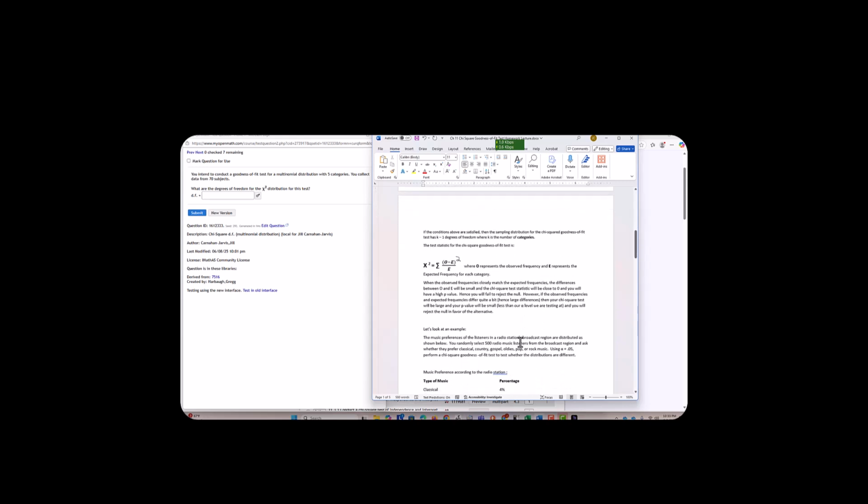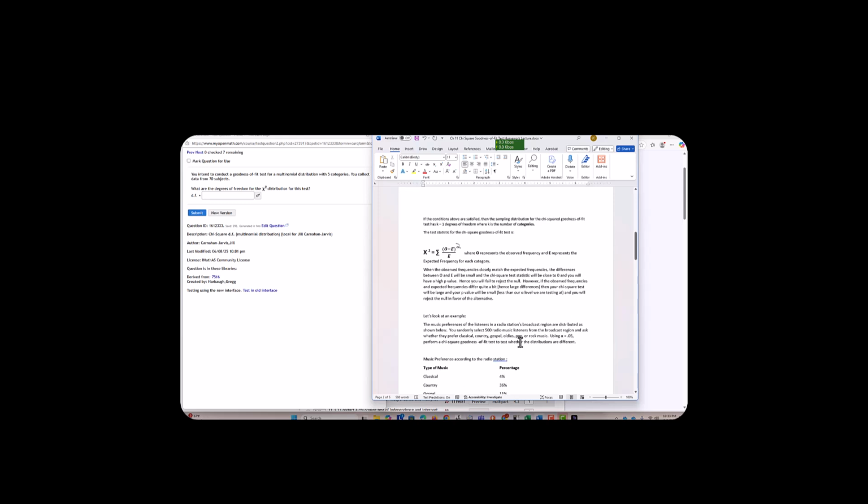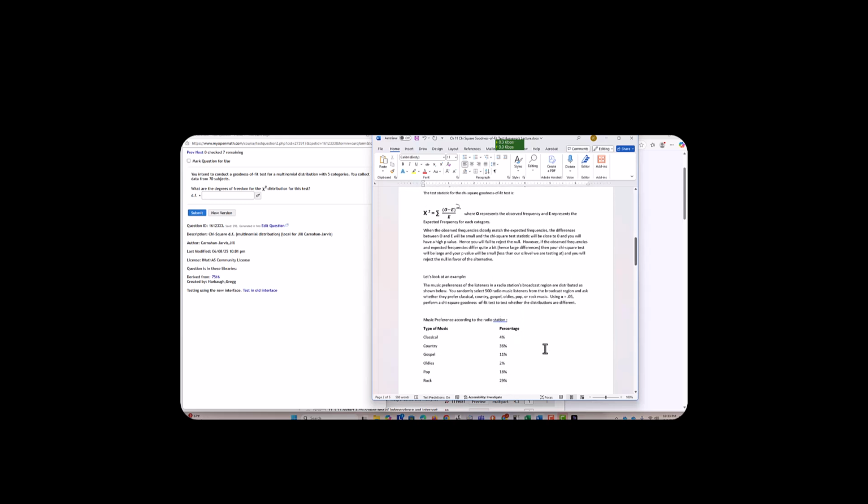So let's just look at an example where you might actually see this. The music preferences of the listeners in a radio station's broadcast region are distributed as shown below, and you randomly select 500 radio music listeners from the broadcast region and ask whether they prefer classical, country, gospel, oldies, pop, or rock. Using an alpha level equal to 0.05, we're going to perform a chi-square goodness of fit test to test whether the distributions are different.